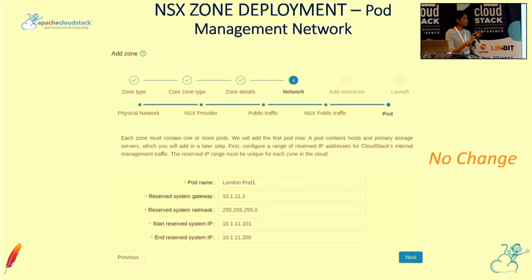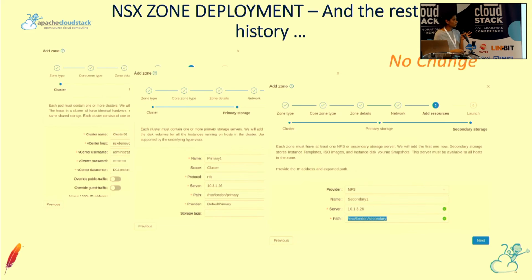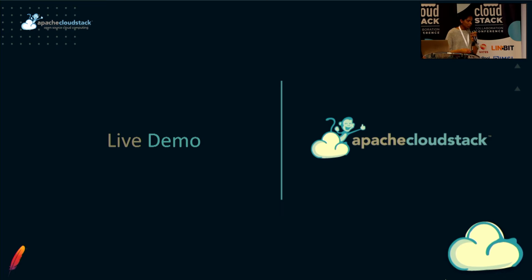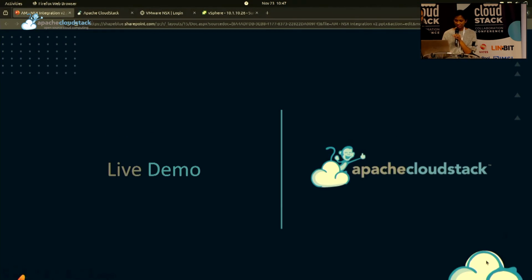And for the further steps, there are no changes. You go on with the pod management and all the other addition of primary and secondary storages, and then your zone is up. If all things go well, you'd have your NSX provider connected with CloudStack, and you'd have an NSX-enabled zone. So a lot of this is what we've done, and we've enabled the services.